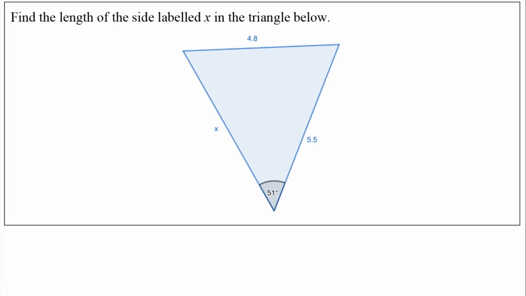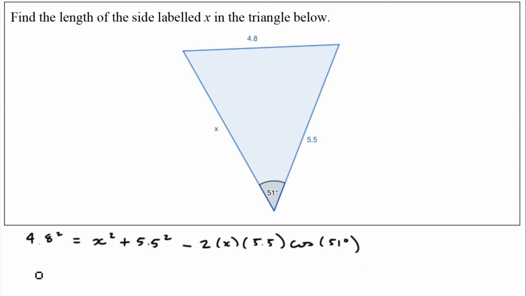In this question, we're again being asked to find the length of the side labelled x in the triangle below. This is similar to the last question, but this time the side that we don't know is not in the most ideal position that it could be. But let's just start going ahead with the cosine rule as usual. So, we have that the side of length 4.8 squared, that will be equal to the side of length x squared, plus the side of length 5.5 squared. Then we have to subtract 2 times x times 5.5 times the cosine of 51 degrees.